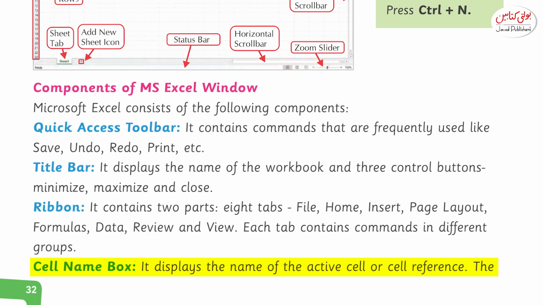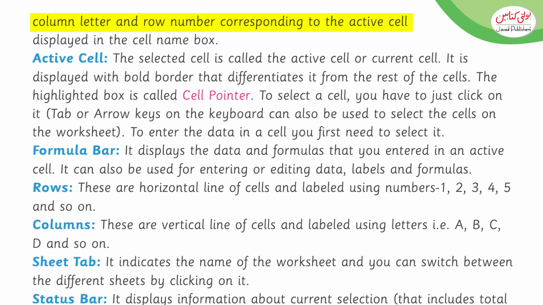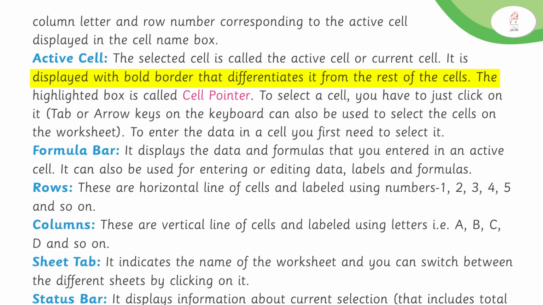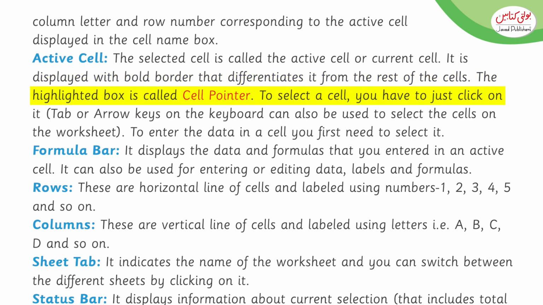Our next component is cell name box. It displays the name of the active cell or cell reference, the column letter and row number corresponding to the active cell displayed in the cell name box. Active cell. The selected cell is called the active cell or current cell. It is displayed with a bold border that differentiates it from the rest of the cells. The highlighted box is called cell pointer.